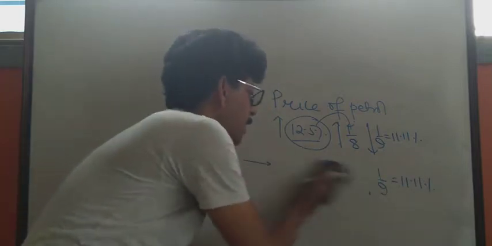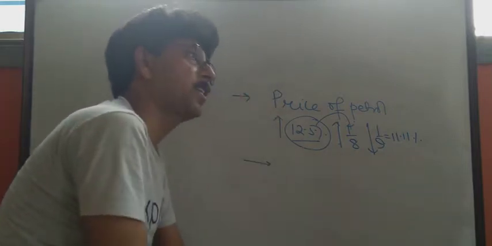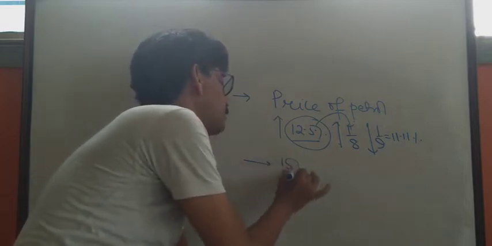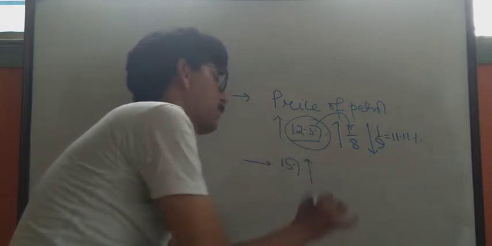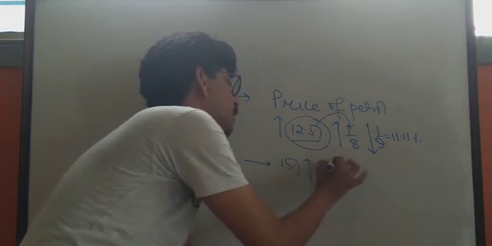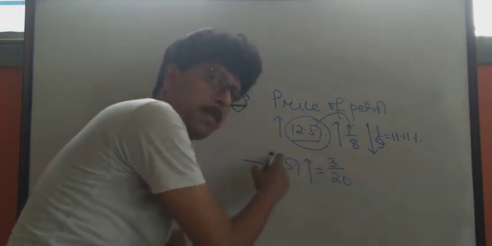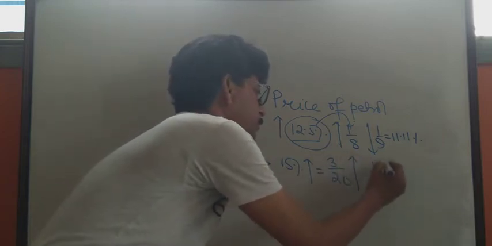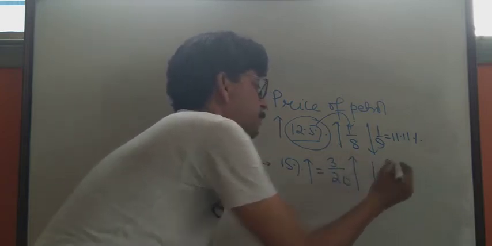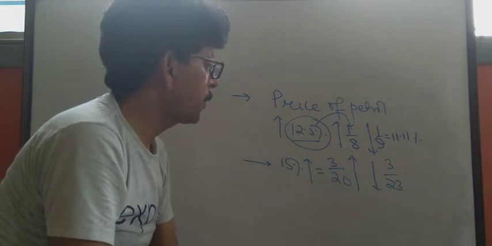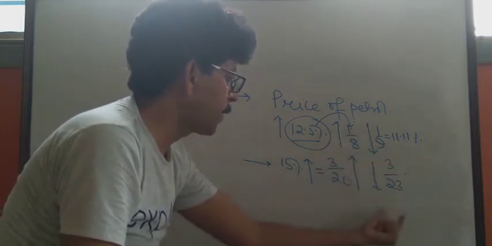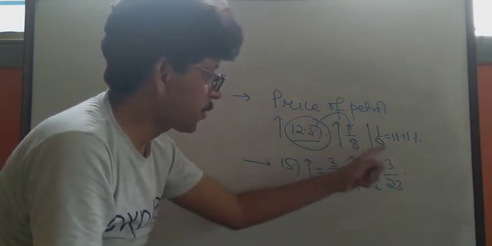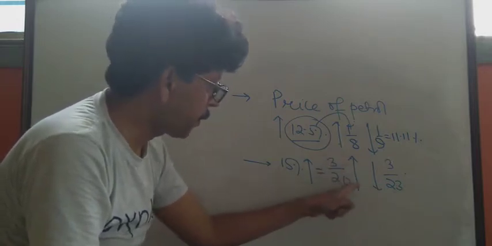If it is not a known fraction, say the price is increased by 15%, 15% is actually 15 by 100, which is 3 by 20. What down? 3 by 23. So 3 by 20 up is 3 by 23 down. Add the numerator to the denominator.